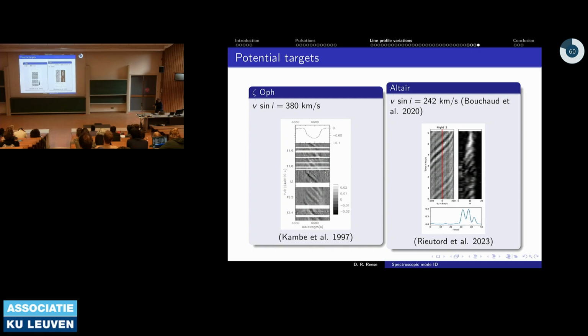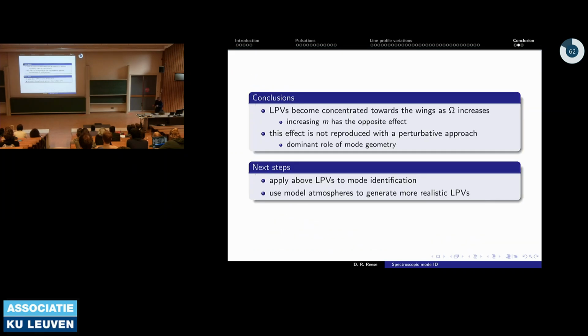Okay, so I think I'm going to conclude there. And so just to recall some of the results, how rapid rotation affects the line profile variations, and how this needs to be taken into account when carrying out mode identification. Are there any questions?